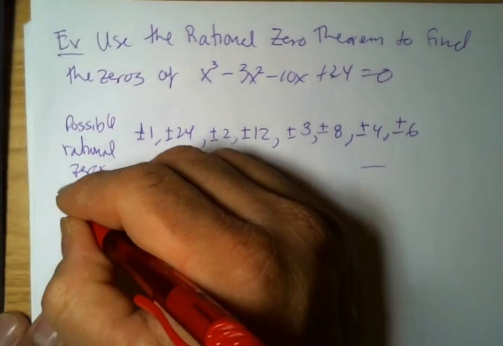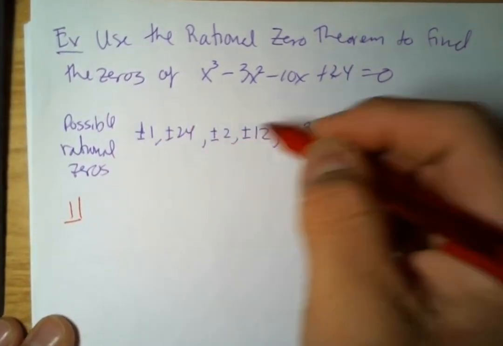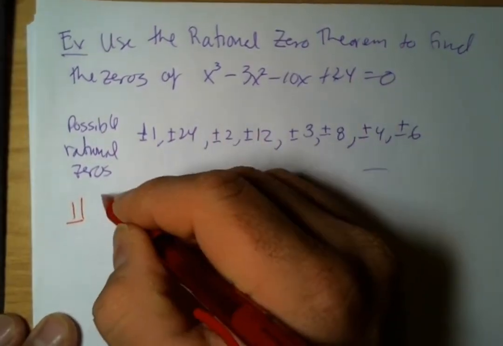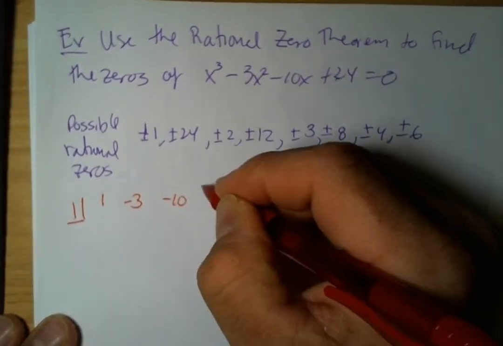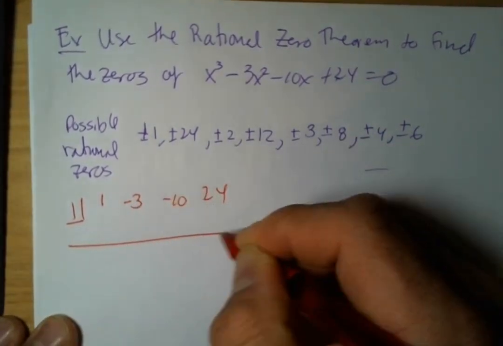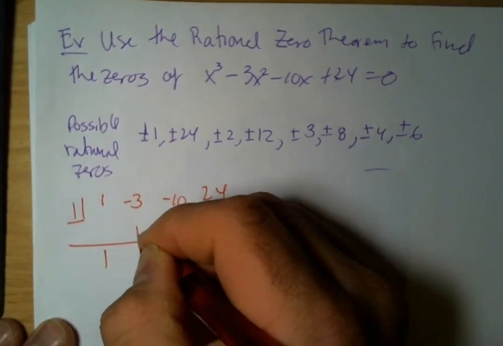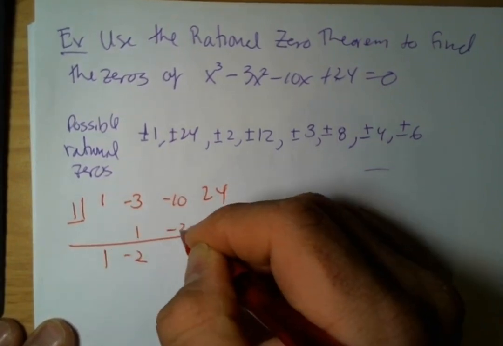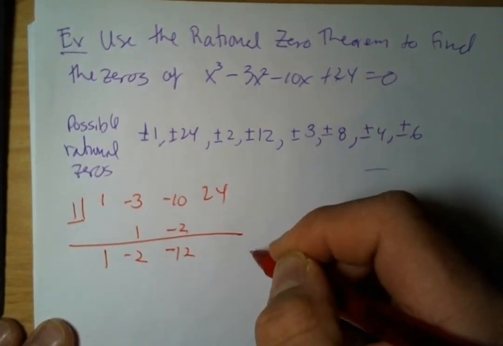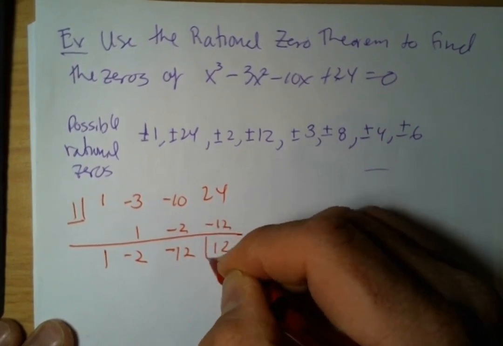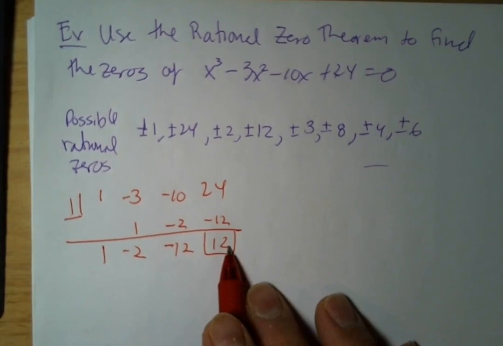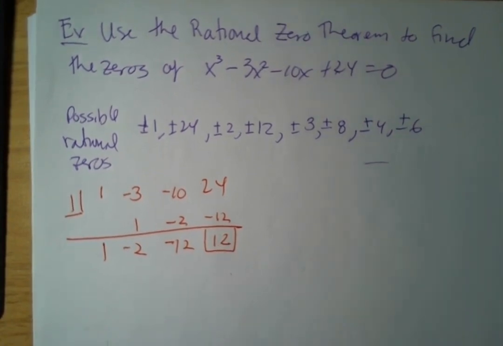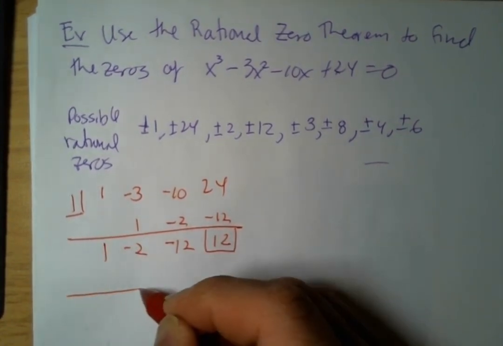Let's choose an easy one. Just wishful thinking here, let's hope maybe it's 1. So set up the synthetic division: 1, minus 3, minus 10, 24. 1, negative 2, negative 12, 12. So this is not a zero, since we have a remainder. So we're going to try this one more time.